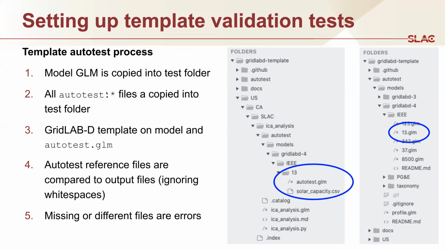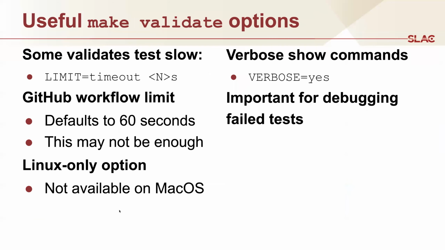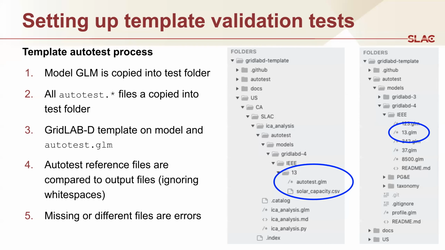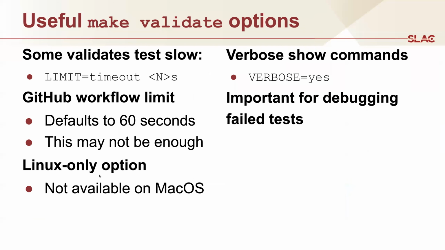So the way this works is every file named autotest.glm is copied over into the test folder, as well as the 13 GLM. And then any other file that's stored in this GLM folder will be compared to outputs generated by the GLM file. So any differences or any missing outputs will be reported as errors, and the validation test will fail. I must be missing a slide. I anticipated there'd be a slide here that would show the test output itself. My apologies, I'll have to fix that.